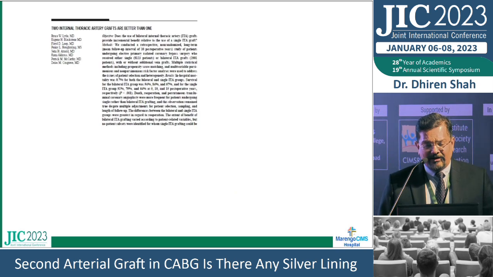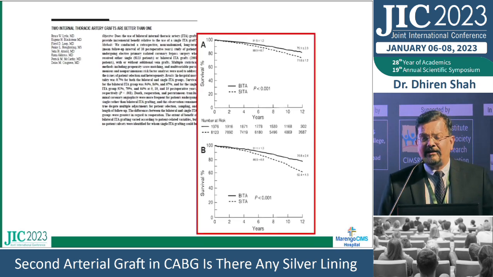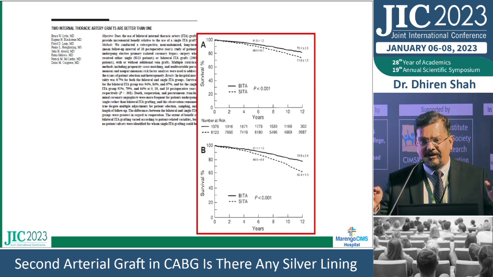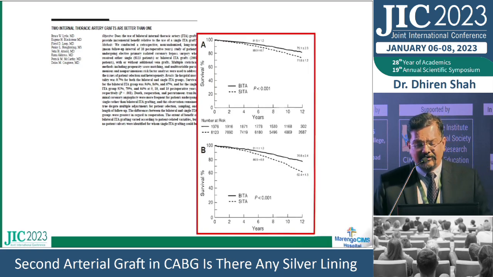What about BIMA grafting? Way back in 1986, Bruce Lytle, in his, I would say, epic paper from Cleveland Clinic, suggested that by giving BIMA, that is bilateral internal mammary artery, you are giving a better survival at the end of 10 or 15 years. In the initial 5 to 10 years, there is no difference, but yes, after 10 years, there is a significant difference.